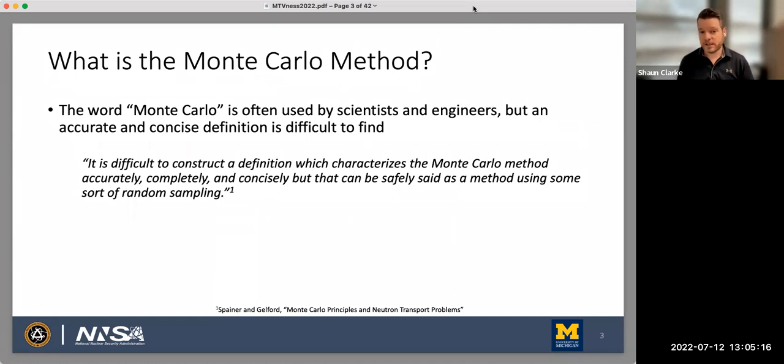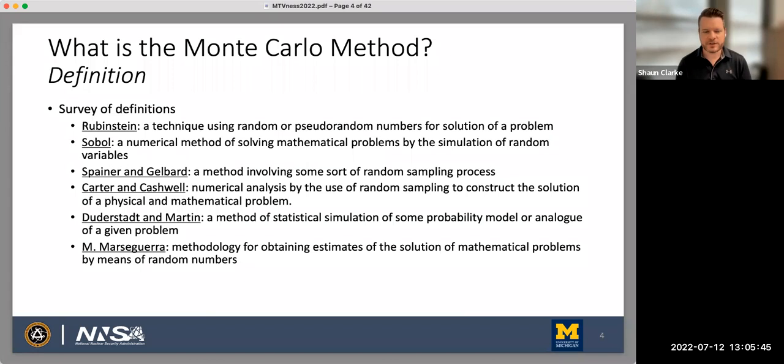So with that said, what is the Monte Carlo method? Well, you can see the word Monte Carlo used all throughout publications in science and engineering. But if you look through a survey of literature and try to find a simple definition, in fact, it can be quite difficult to find a simple and concise definition that captures all of the nuances that are inside the Monte Carlo method. So what I have here on this page is a survey of definitions from a variety of references, textbooks, and journal publications, where some leaders in the field have done their best to define the Monte Carlo method in a simple and concise way.